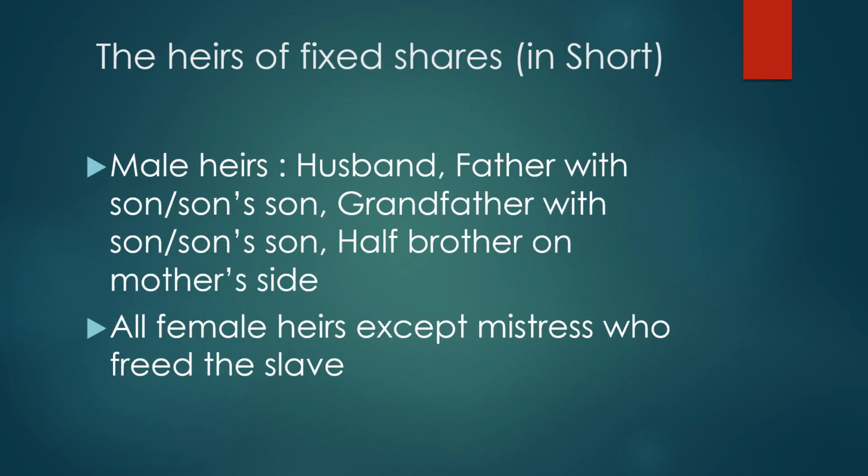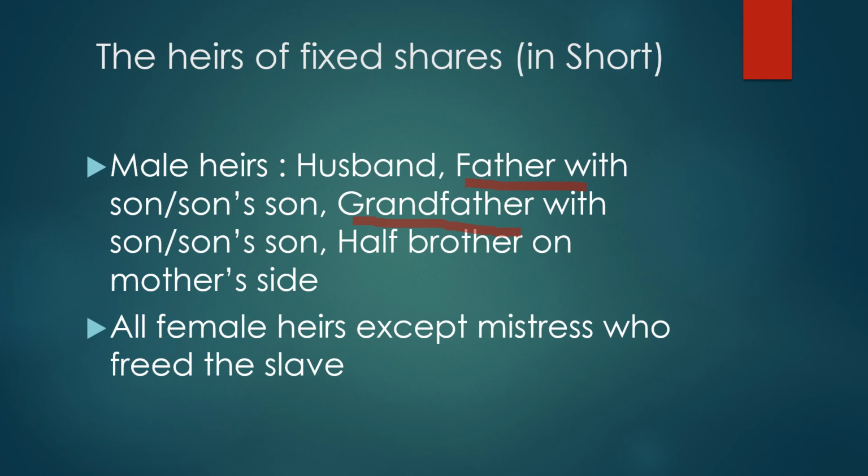So first we are going to learn who are the heirs of fixed shares. Just a short note: out of the 15 male heirs, husband always comes as heir of fixed share. And please note, father and grandfather sometimes come as asaba. What is the meaning of asaba? The heirs of the remaining property with no fixed share. And sometimes father and grandfather come as heirs of fixed share.